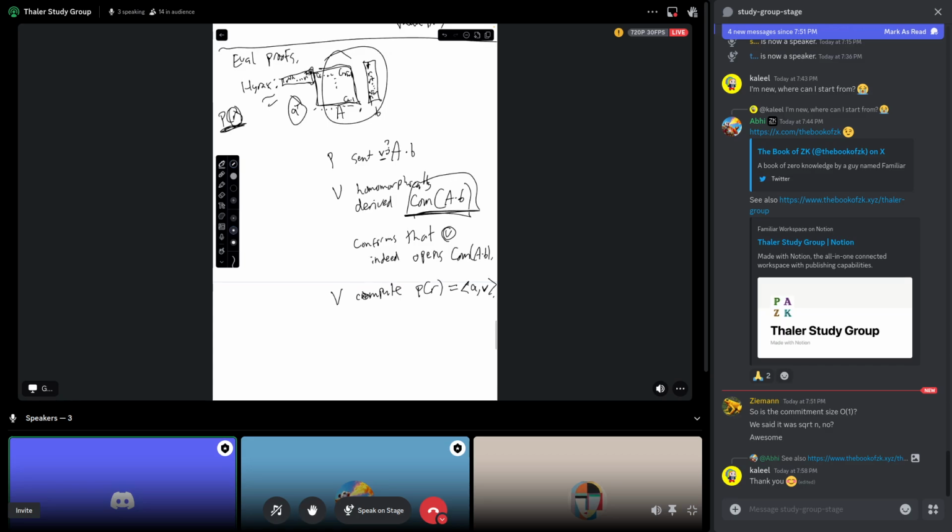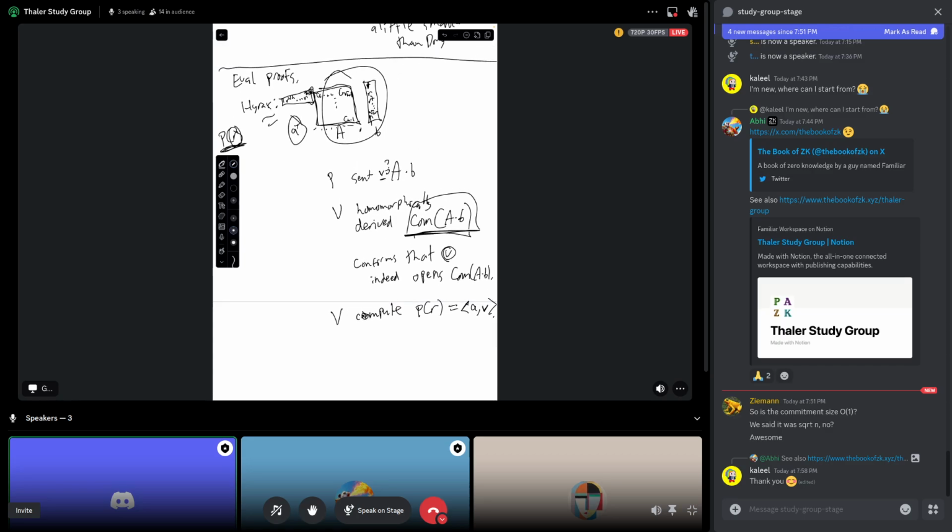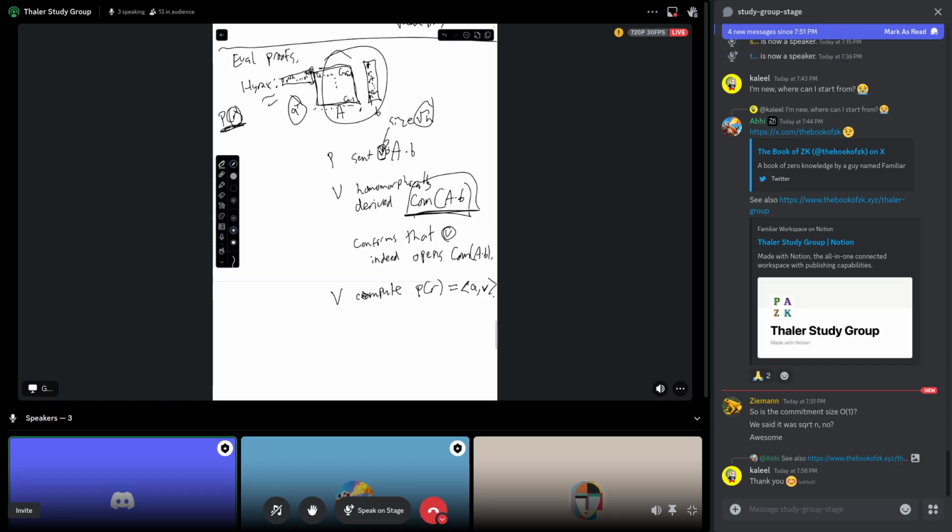And this was another downside of Hyrax. The commitment was size root n, but also this vector v has size root n. The commitment size is the number of columns, and this little v is size number of rows. And so the way to minimize the total size, commitment size plus evaluation proof, is to equalize these two costs, making the number of rows equal to the number of columns. That's where root n comes from. So with Dory, we want to avoid that.